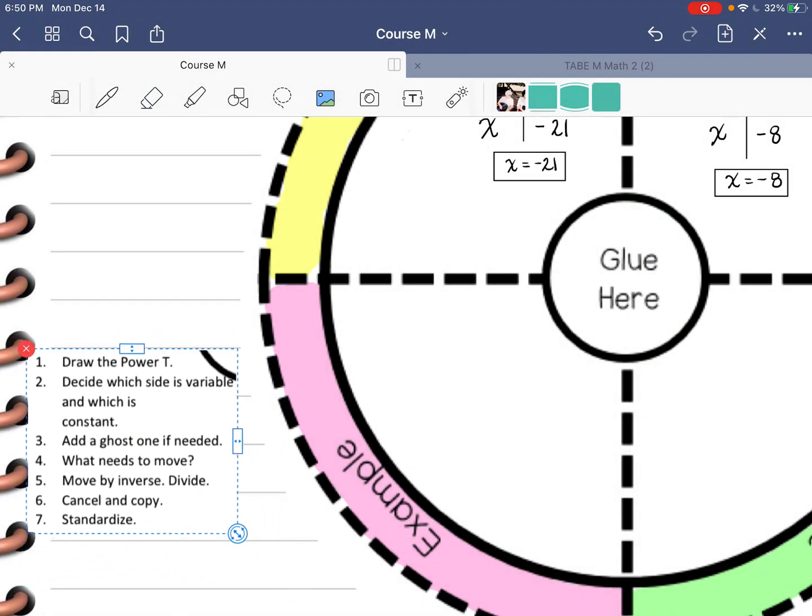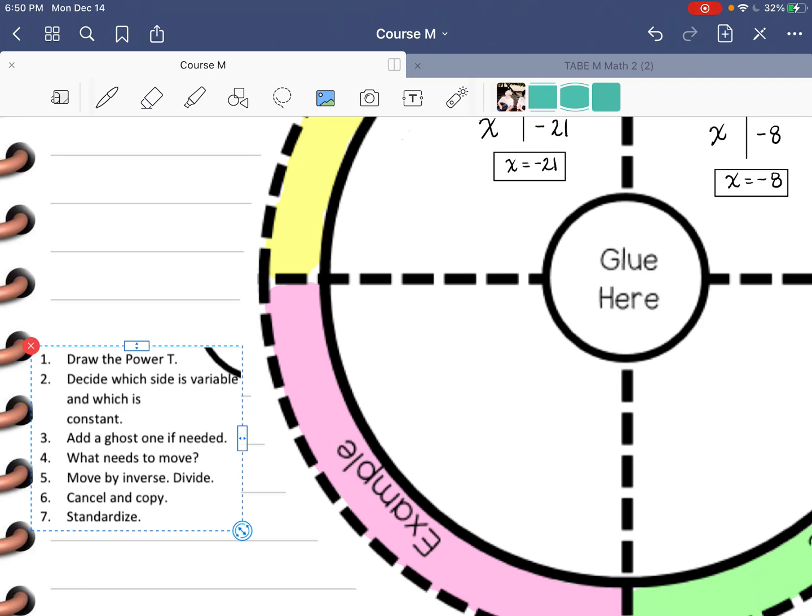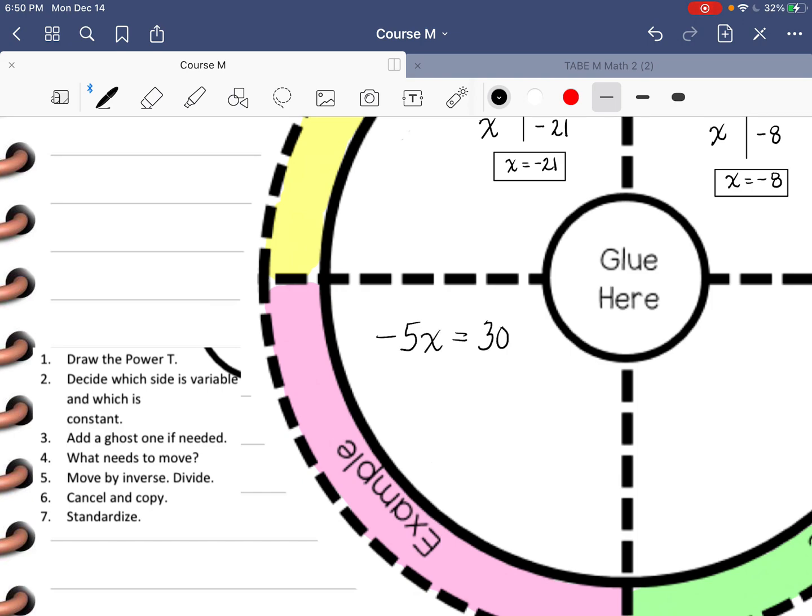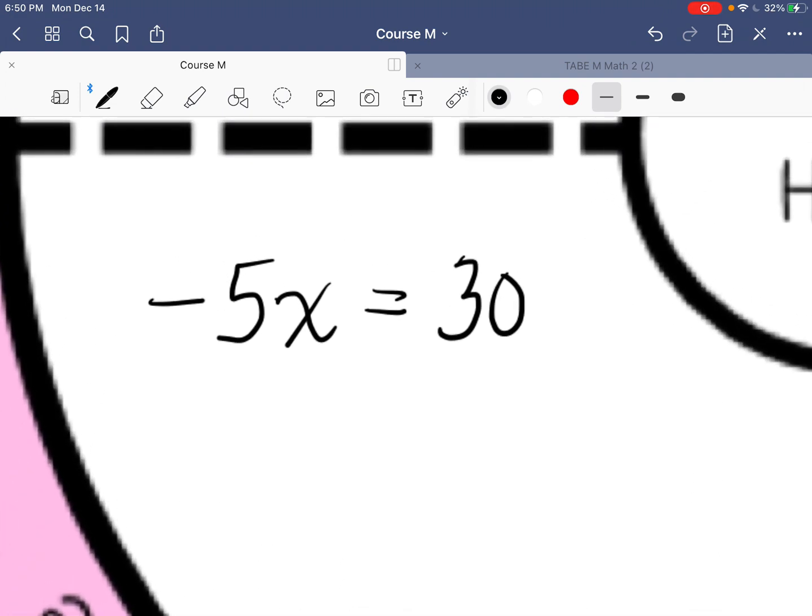So okay, here are the rules for multiplying one-step equations. And the example that we're starting with here is negative 5x equals positive 30. Now before we even tackle this, let's take a look at what this is saying, because I know this looks a little bit different. We're used to seeing times signs and things that we're not seeing here. What this is saying is negative 5 times x is 30.